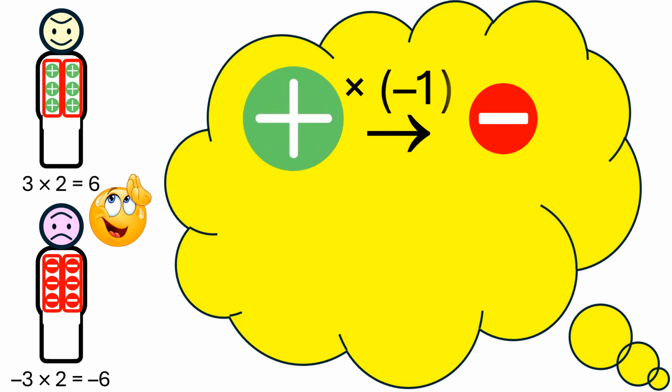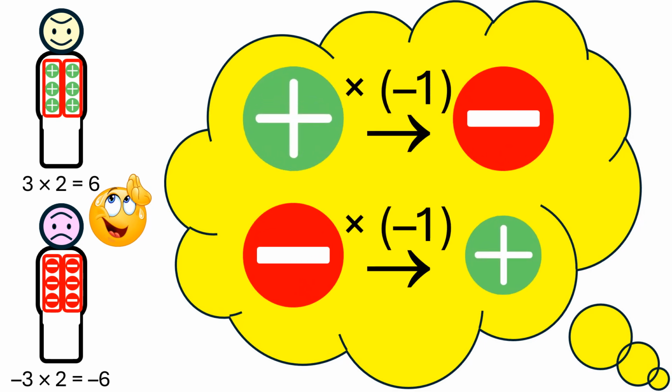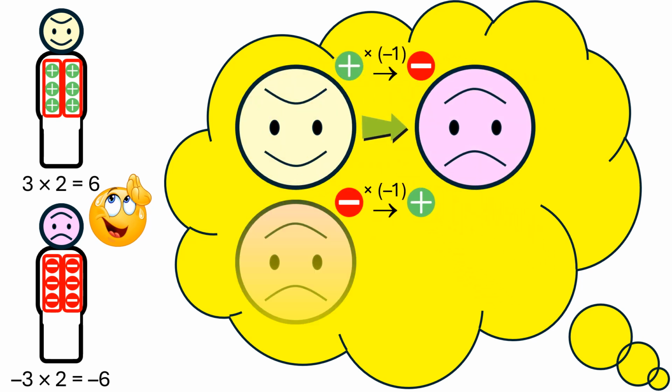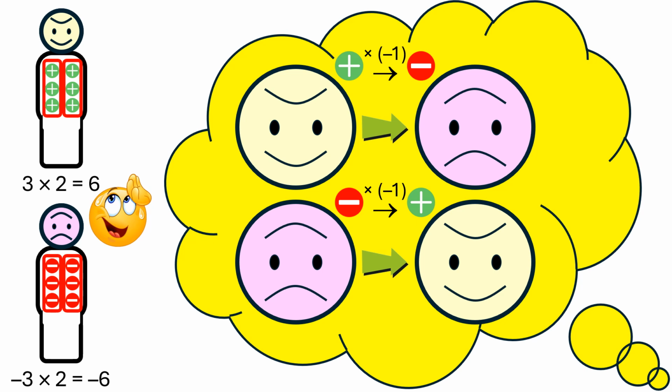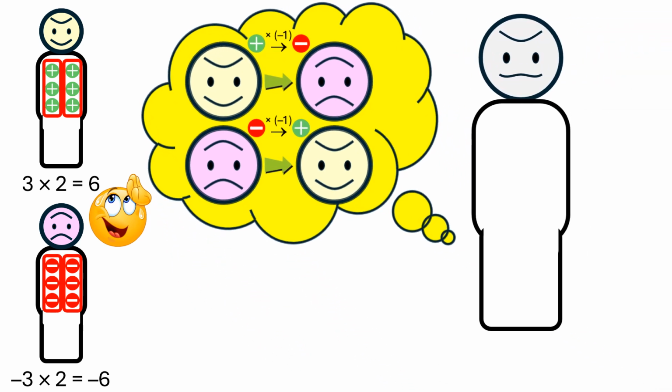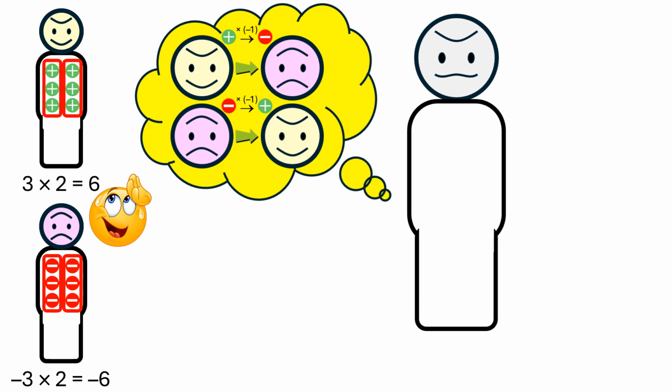It changes happy units into sad units, and sad units into happy units. Of course the faces also change. Easy, right? So let's move on. We stopped at negative 3 times 2. What about 3 times negative 2?